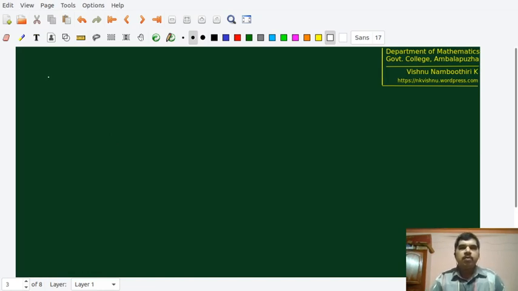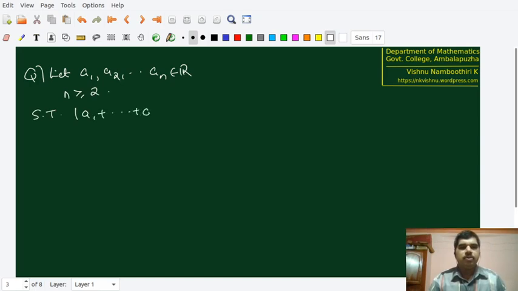We proved the triangle inequality for two numbers a and b, and the statement was that absolute value of a plus b, that is modulus of a plus b, is less than or equal to modulus of a plus modulus of b. Now, in the next question, we will try to see a general version of the triangle inequality. The problem is the following. Let a1, a2, etc. an be real numbers, n greater than or equal to 2. Then the question is to show that absolute value of a1 plus etc. plus an is less than or equal to the sum of the absolute values.